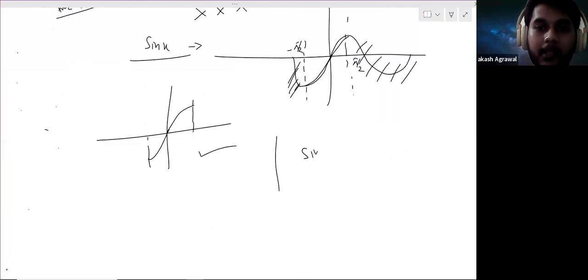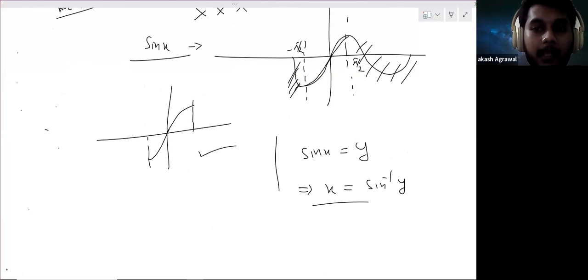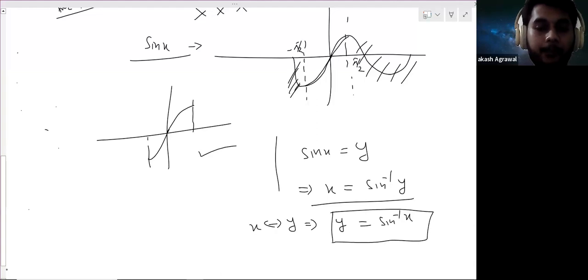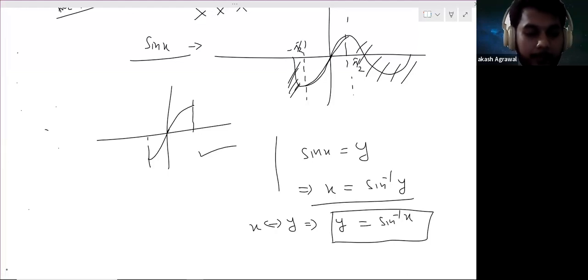So remember this. When I write sin x equals y, how to find the inverse? I told you, x equals some form of y. Now replace x and y. So I can write y equals sin inverse x. Do you remember all the trigonometric values? Yes. What is sin 30? 1 by 2. Very good. In radian form also, sin pi by 4.